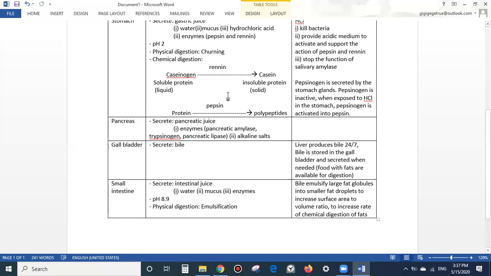So you have to break it into the basic unit first, for example, starch. You need to break it into maltose first, then maltose will be broken down into glucose. Then only glucose can be absorbed. If it stays in maltose form, then it cannot be absorbed. Protein needs to be broken down into polypeptide, then broken down into amino acid, then only amino acid can be absorbed. If it's in polypeptide form, then it cannot be absorbed. Fats will be broken down into glycerol and fatty acid.